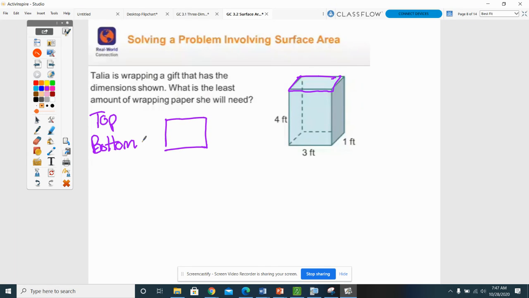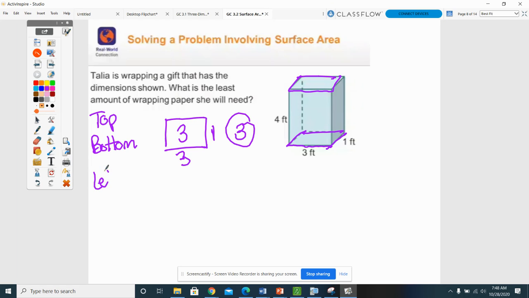There's no labels here, but the bottom is the same. There are labels there, and this guy is a 3 foot by 1 foot rectangle. So 3 by 1 is 3, and there's a whole nother one. I don't need to draw it. So there's going to be another one that's 3 as well.